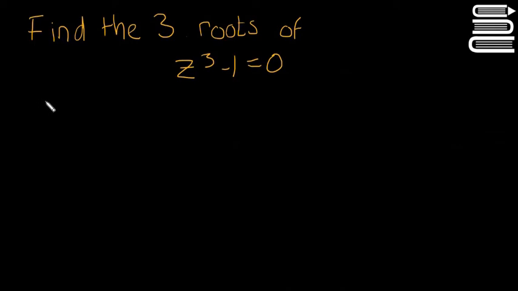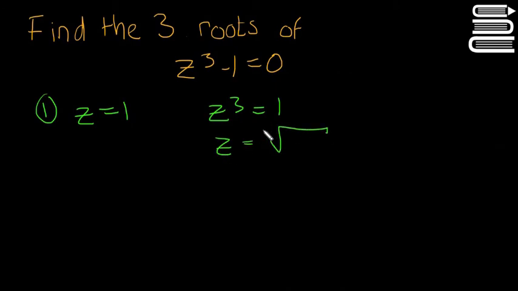Okay. So if z cubed minus 1 is equal to 0, then the first root is that z is equal to 1, because z cubed is equal to 1. If you take the cube root, there is a button in your calculator, basically what number do you multiply by itself 3 times to get 1, and that's also equal to 1. So there's your first root, that z is equal to 1.